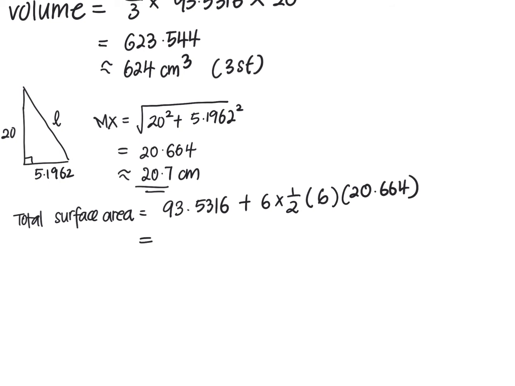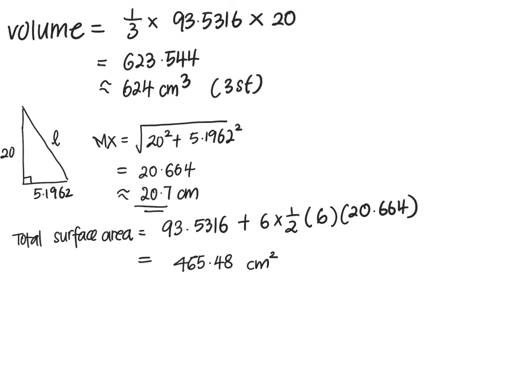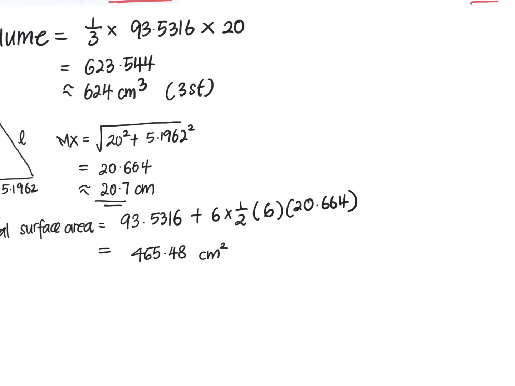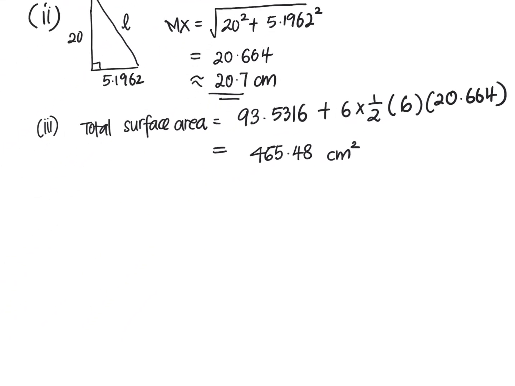I get a total area of 465.48. Round off to 5 feet. Okay, cm squared. Now the question says the cost is 5 cents for an area of 6 cm square, right? So what does that mean? It will cost you 5 cents for 6 cm square.